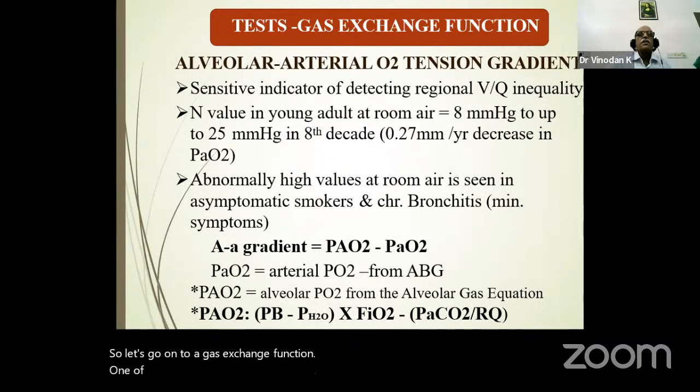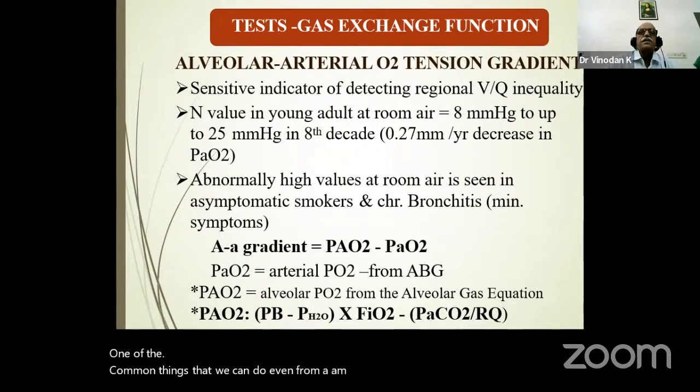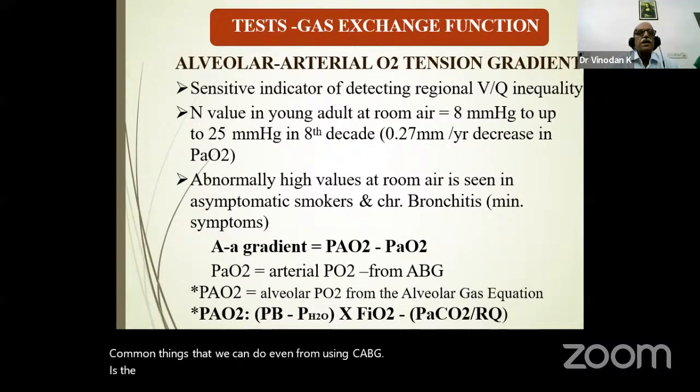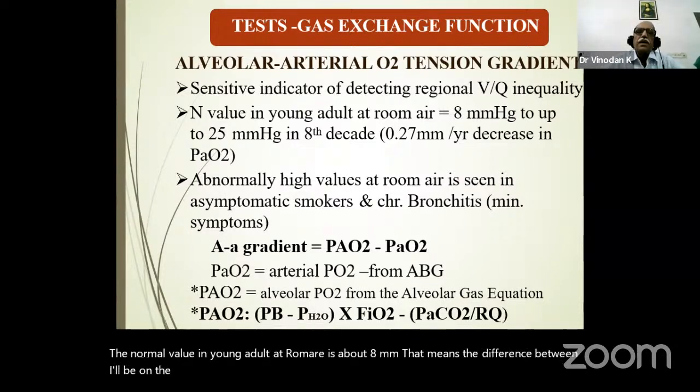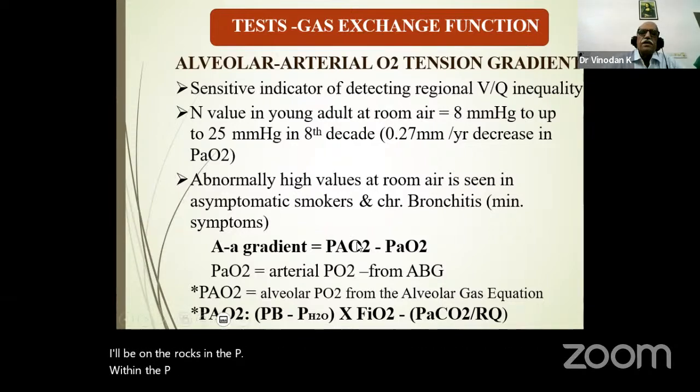One of the common things that we can do even using an ABG is the alveolar-arterial oxygen tension gradient, and that is a sensitive indicator of detecting regional VQ inequality. The normal value in a young adult at room air is about 8 millimeters. That means the difference between alveolar oxygen, the PAO2, minus the PaO2, is about 8 millimeters in a normal young adult breathing room air.